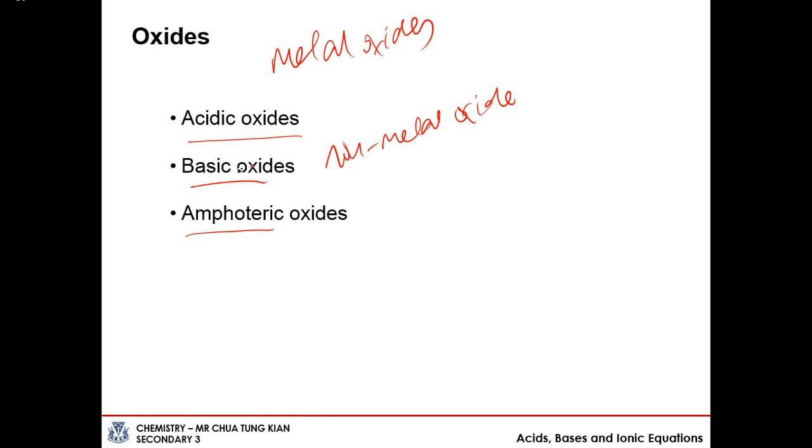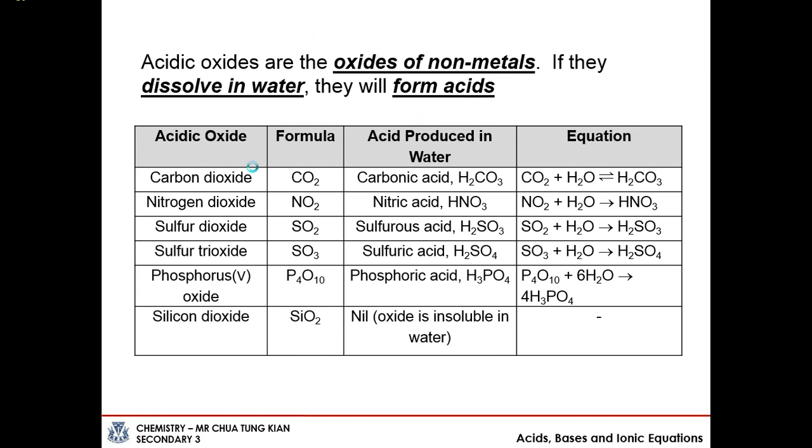Let's understand a little bit more first on the first two oxides, acidic oxides and the basic oxides. So an acidic oxide is an oxide of a non-metal. For example, carbon dioxide. This is a non-metal oxide. The oxide portion is here. This is the non-metal portion. So a non-metal oxide is an acidic oxide.